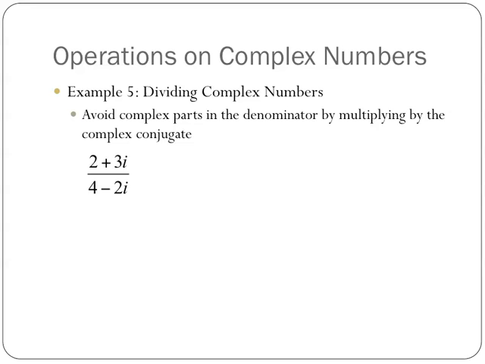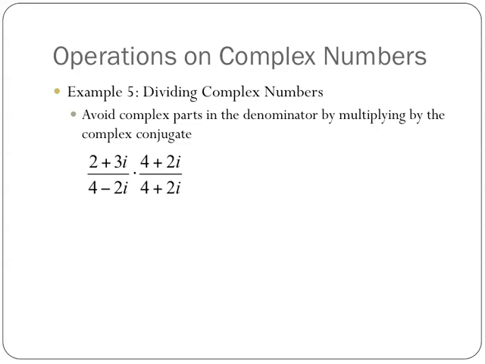Multiplying by the complex conjugate means you take that 4 minus 2i, and because it's a complex number, we call it complex conjugate, but the conjugate is really just changing the sign between the two terms. So what we're going to do is multiply by 4 plus 2i. Now if we do that to the denominator, we also have to do that to the numerator. That way we're multiplying by a form of 1. So let's go ahead and multiply that all out.